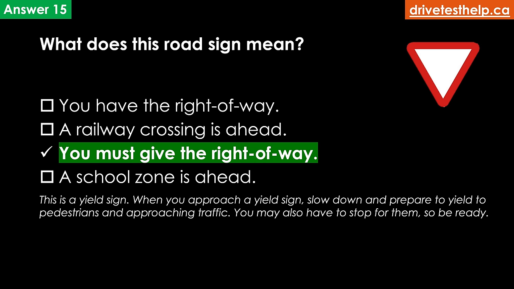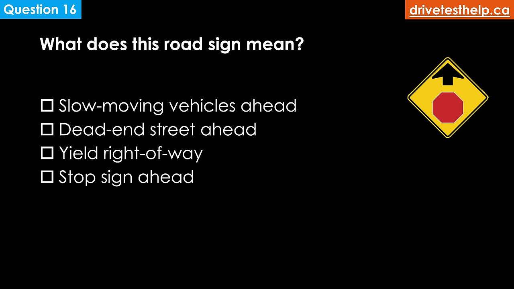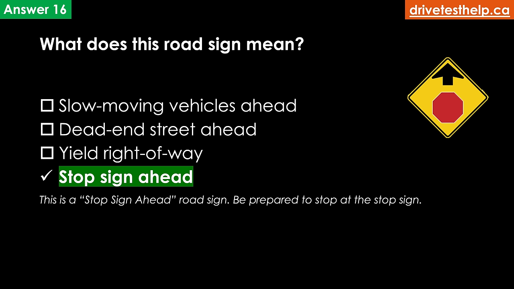What does this road sign mean? Slow moving vehicles ahead, dead end street ahead, yield right of way, stop sign ahead. The correct answer is stop sign ahead. This is a stop sign ahead road sign. Be prepared to stop at the stop sign.